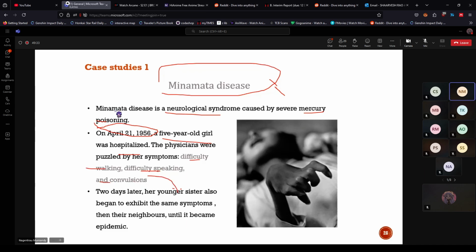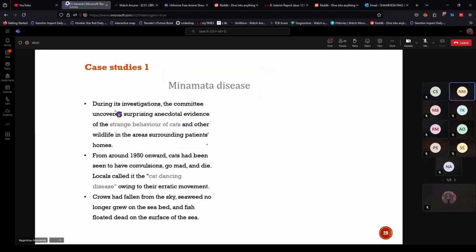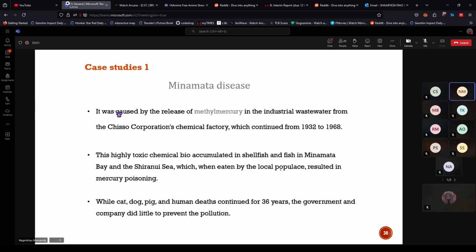A couple of days later, the younger sister also started to show the same symptoms. And not only humans, even animals, the cats, started to show strange behavior. In fact, Minamata disease is also known as cat dancing disease, because the cats experience convulsions, go mad and die. Finally, they found out that all this happened because of a chemical, methyl mercury, released from industrial wastewater into the water source of the village.